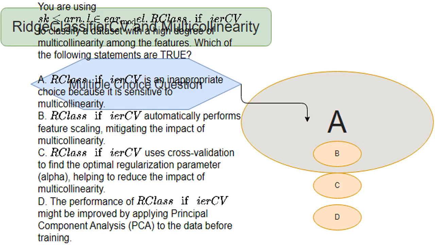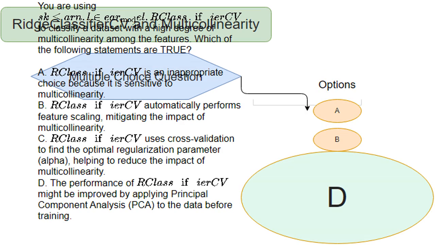Statement C claims that RidgeClassifierCV uses cross-validation to find the optimal regularization parameter, alpha, aiding in reducing the impact of multicollinearity. This statement is true because cross-validation helps find the best balance in the model, making it less sensitive to correlated features. Statement D suggests that applying principal component analysis, PCA, before training might boost RidgeClassifierCV's performance. This is also true because PCA reduces dimensionality by creating new, uncorrelated features, which can be beneficial when dealing with multicollinearity.